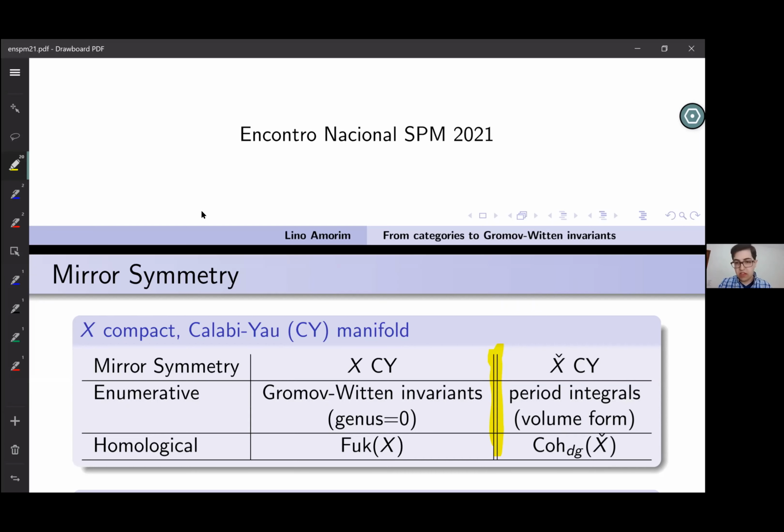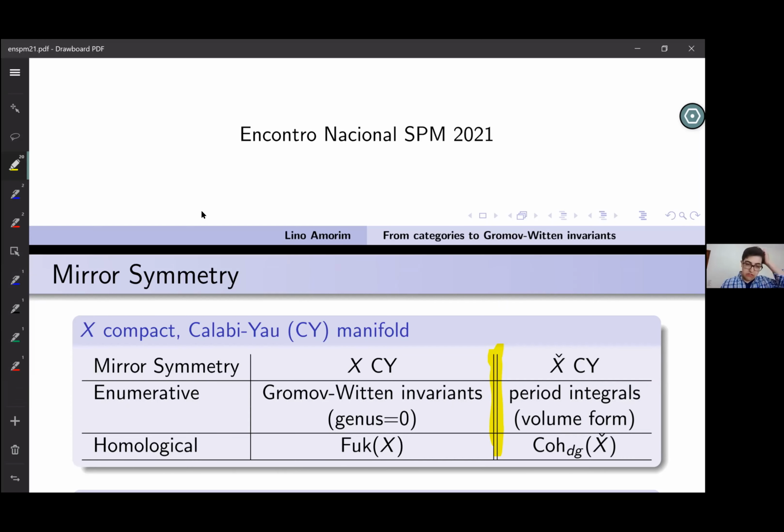So those numbers can be computed by computing some kind of period integrals on the mirror. And so the mirror should come in a family, and you have some sort of holomorphic volume form because it's Calabi-Yau, and you integrate that, and you again get some numbers, and those numbers correspond to Gromov-Witten invariants.